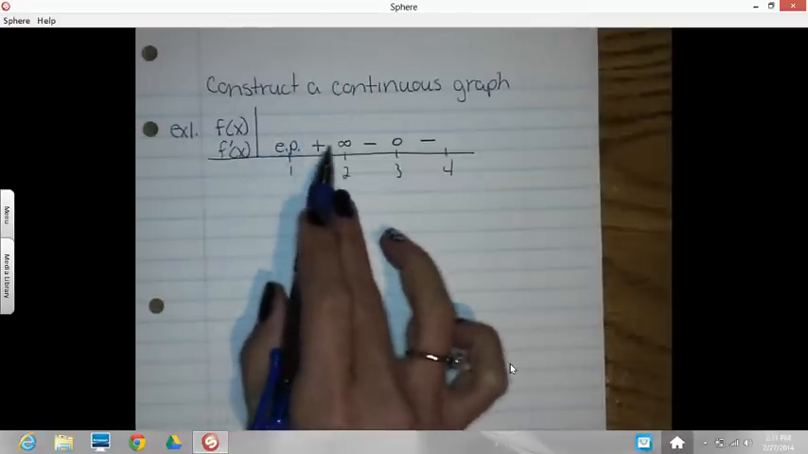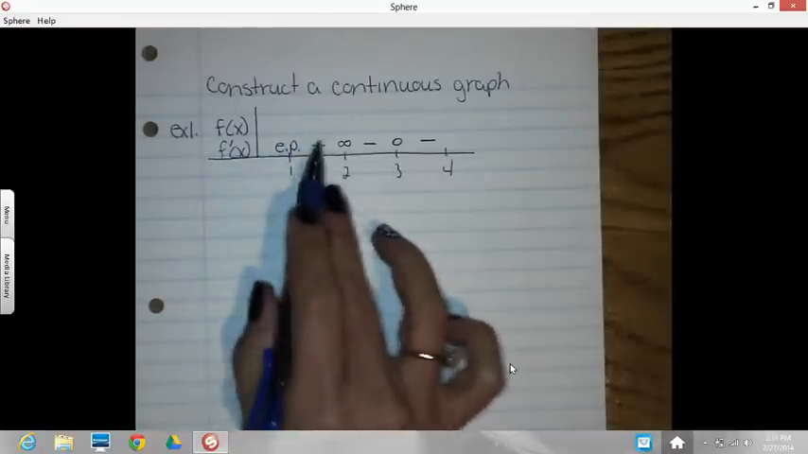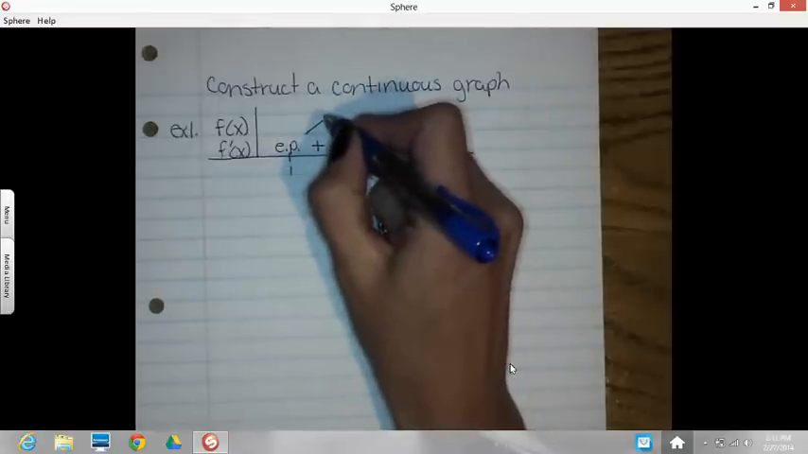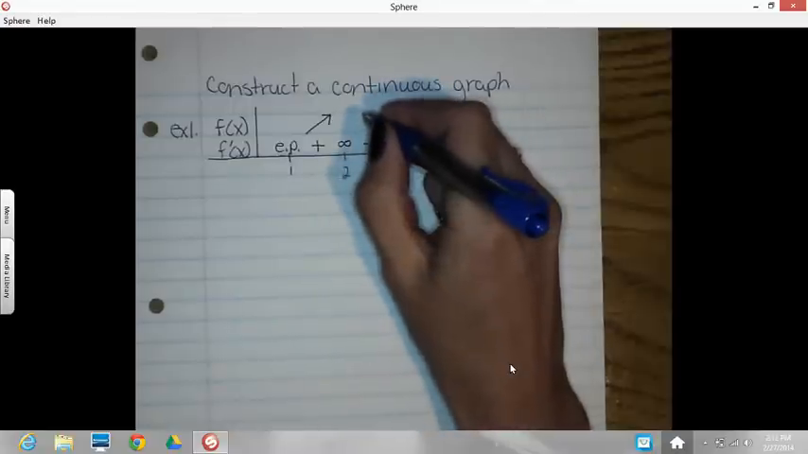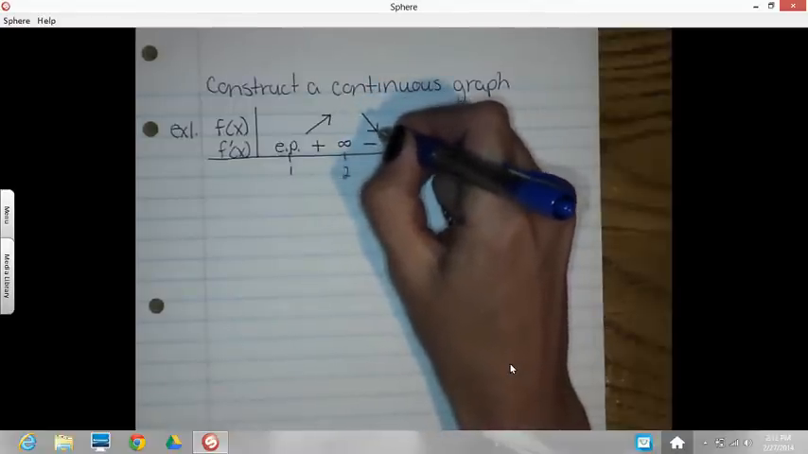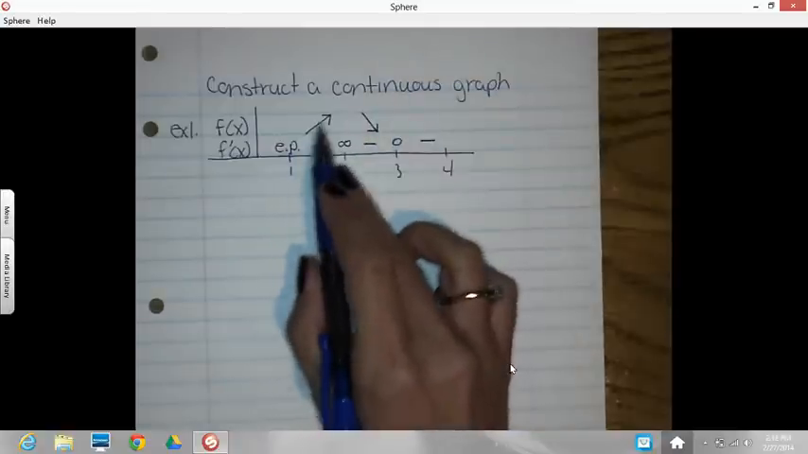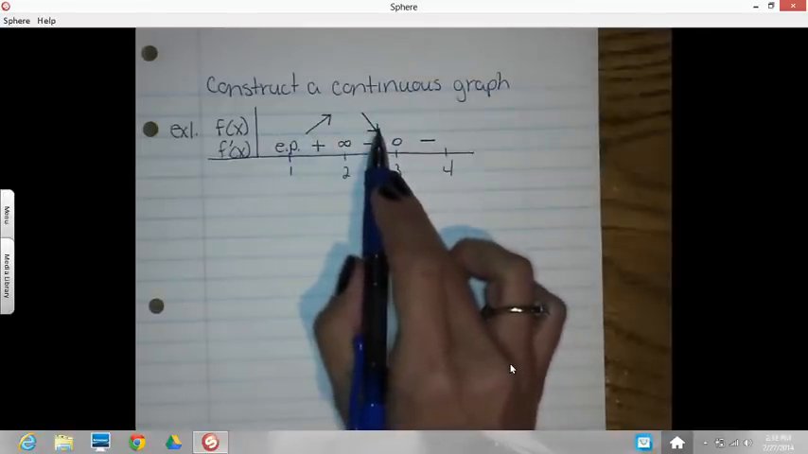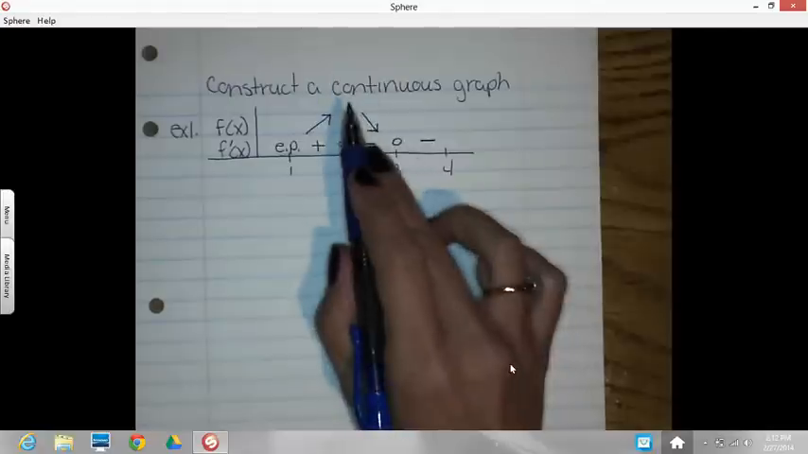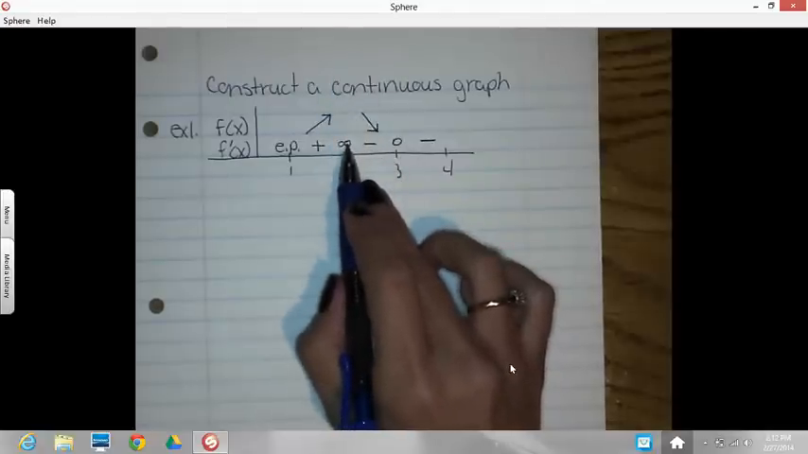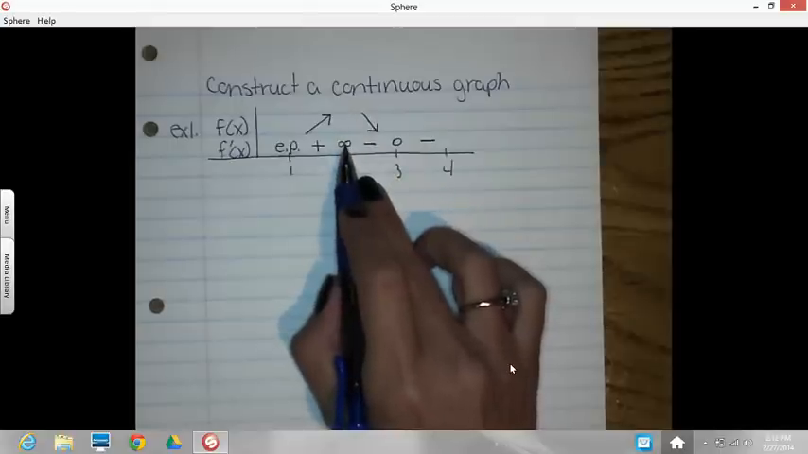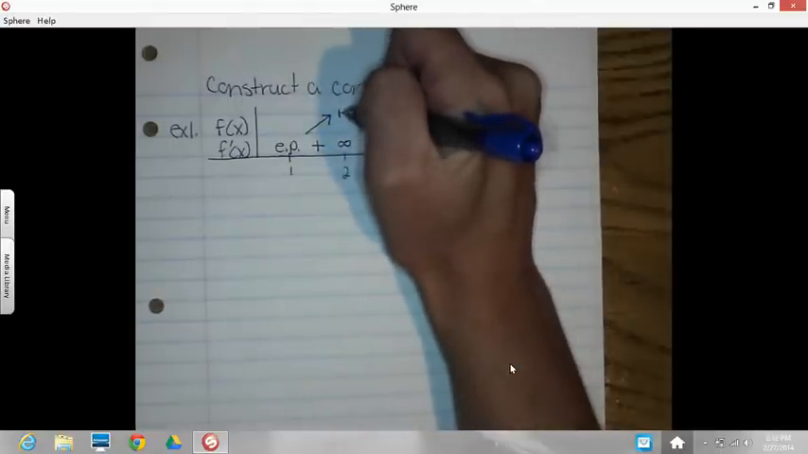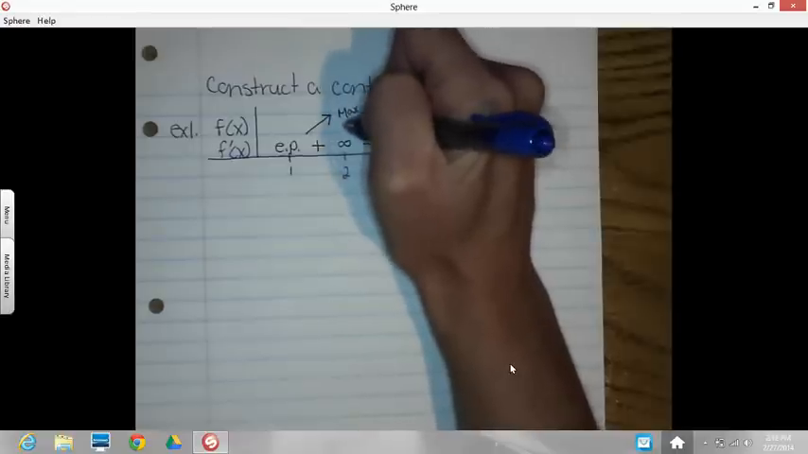But here, if the first derivative is positive, I know my function is increasing. If it's negative, I know it's decreasing. Well, let's stop and think. It's going up, and then it's coming back down. So I know there's some kind of a max here, but the derivative is infinity or undefined. Well, what kind of a max has an undefined first derivative? That's a cusp. So this max has to be a cusp.